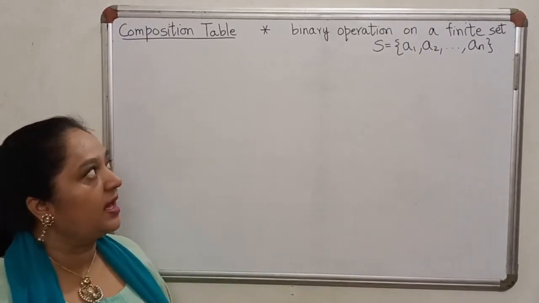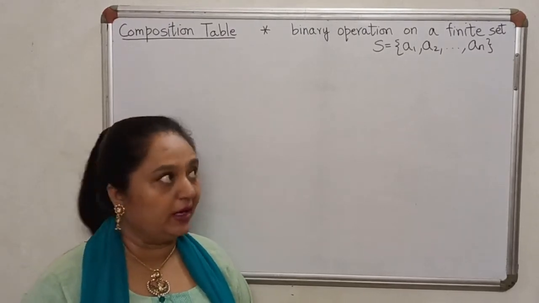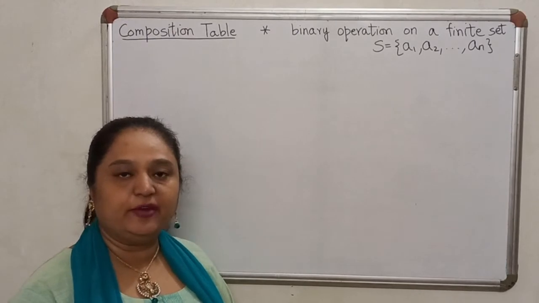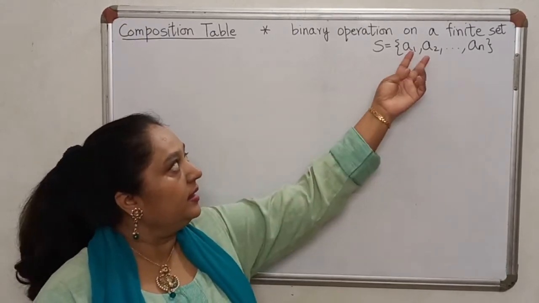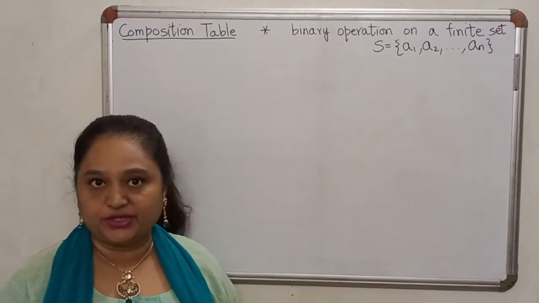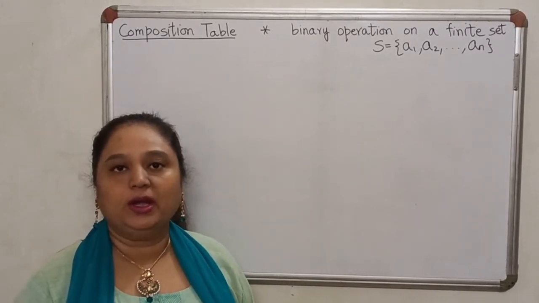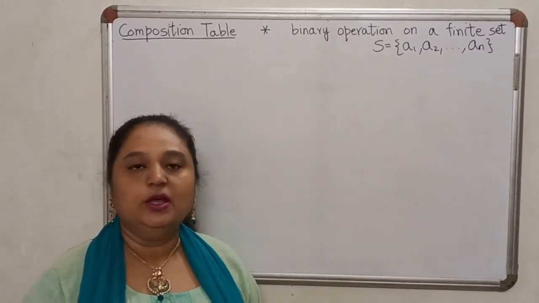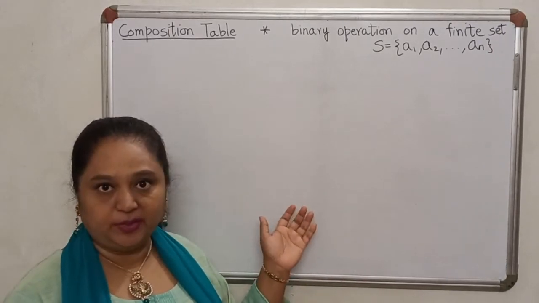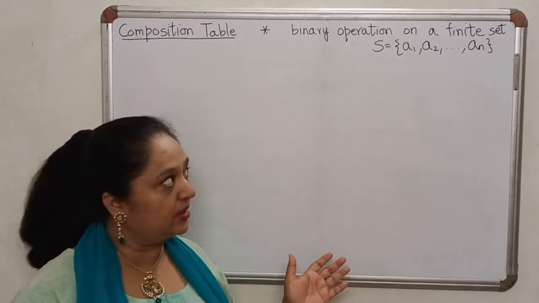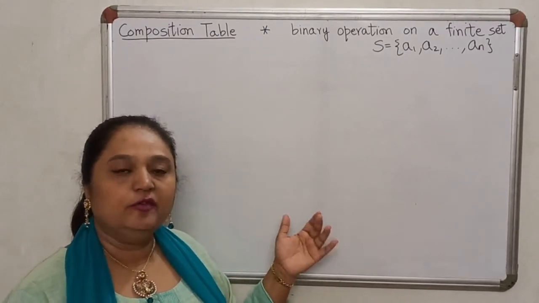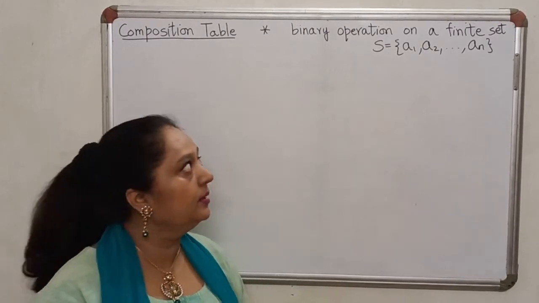So suppose star is a binary operation on a finite set. Then in order to display the information regarding the interplay between any two elements with respect to this operation, we draw what is called a composition table. So let us first understand what the composition table is, how exactly it is constructed, and then we will see what all we can deduce from the composition table.